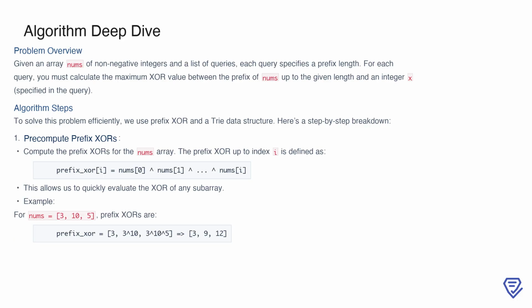First, we pre-compute the prefix XORs of the nums array. The prefix XOR at index I is the result of XORing all elements from the start of the array up to index I. This pre-computation allows us to efficiently determine the XOR of any subarray. For example, if nums is 3, 10, 5, the prefix XORs would be 3, 9, 12. These values represent the cumulative XORs of the array, which will be crucial for efficiently answering the queries.